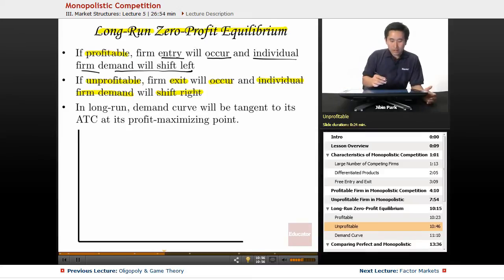So yes, it's unprofitable for firms to exit, but those that stay in business are going to become slightly more profitable, and that's a good thing for individual firms. If your competition goes away, this is good for your business here.